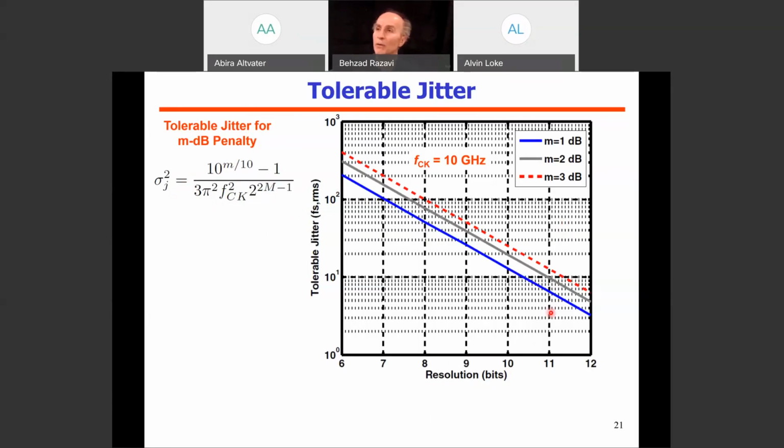So we see that as we go towards, for example, 12 bits, if you want to have only 1 dB of SNR penalty, then the jitter is below 10 femtoseconds. If you want to have 2 dB of SNR penalty, the jitter is about 3.2 femtoseconds. If you are willing to take 3 dB of penalty, the jitter is about 6 point some femtoseconds. And again, if you go back to that example I showed you before, if we want to design a 12-bit 5 gigahertz ADC, and we want to tolerate no more than 3 dB of SNR penalty from jitter, then the tolerable jitter will be 12.8 femtoseconds.